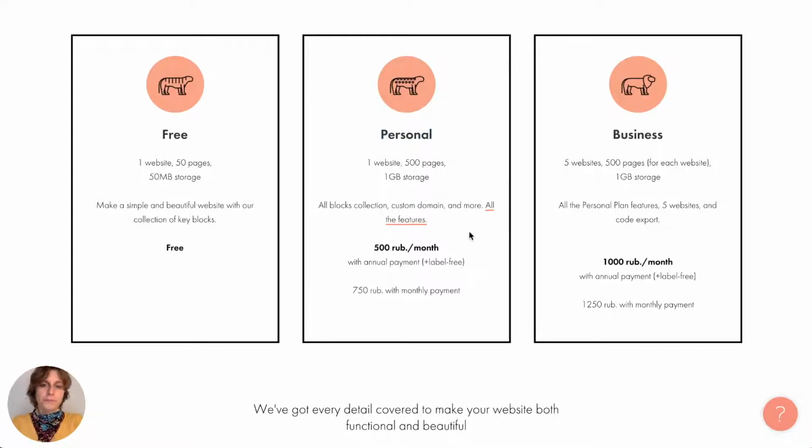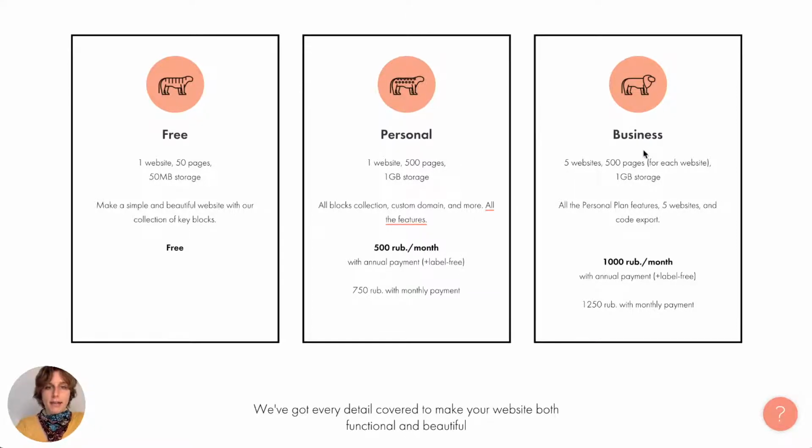The personal plan includes actually all the features on Tilda. So you have no limitations on that, but you will have one website that you can publish and that you can use a custom domain for. Inside of this website, you're gonna have 500 pages available and 1 gigabyte of storage on the cloud. All right. So here you can use custom domain. You can use all the blocks without any limitations, or build any kind of projects you can think about, or the ones that we have just discussed, and so on.